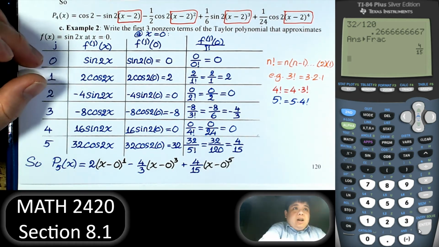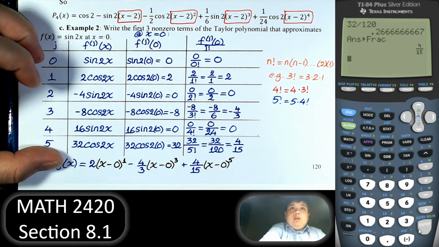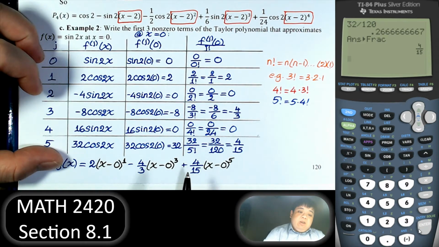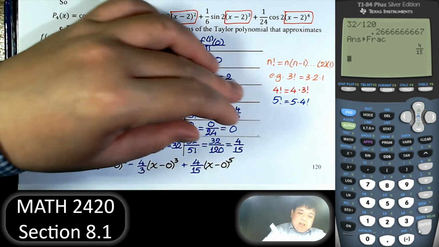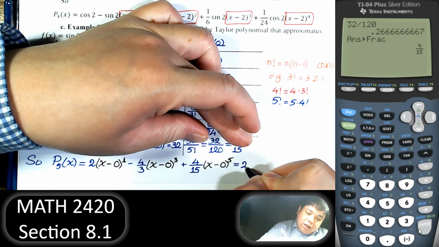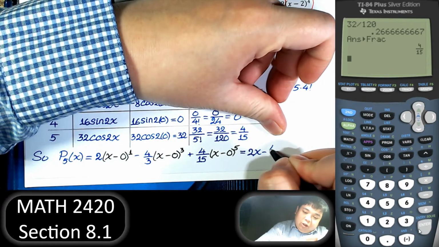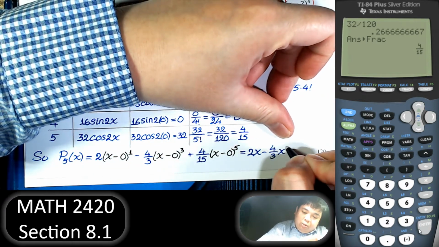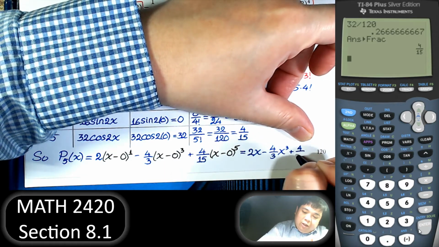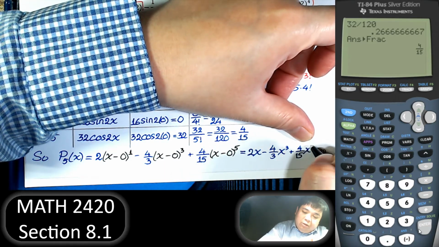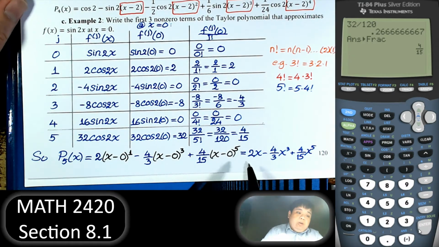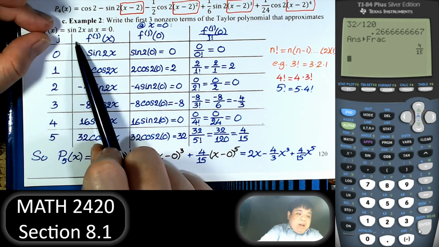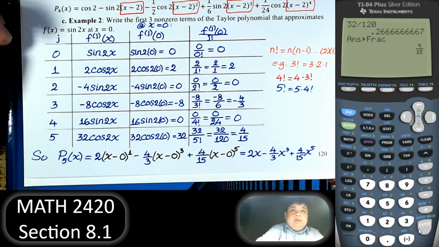So this is the 5th degree polynomial, and that contains the first 3 non-zero terms. Of course, we're not going to write it like that. We just say this is going to be 2x minus 4/3 x cubed plus 4/15 x to the 5th. So that is the 5th degree polynomial approximation for sine of 2x centered at x equals 0.